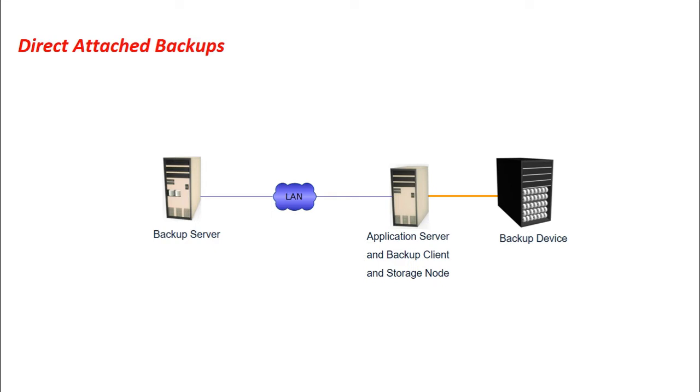Let us first see what direct attached backup is. In a direct attached backup, the storage node is configured on the backup client and the backup device is attached directly to the client. Only the metadata is sent to the backup server through the LAN, so in the backup server we are storing only the metadata. The backup server is connected to the backup client through the local area network. In this example, the backup device is directly attached to the dedicated backup client.